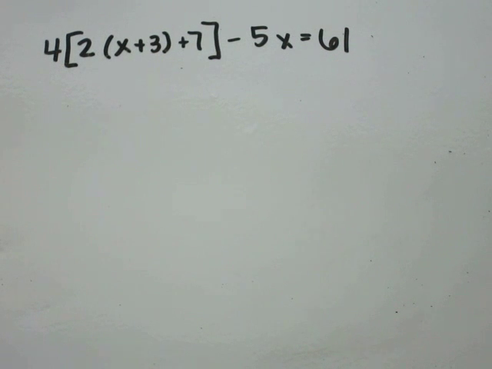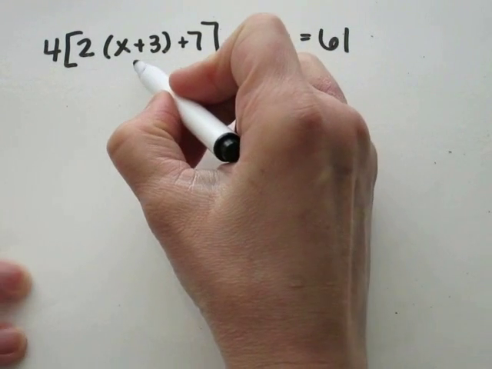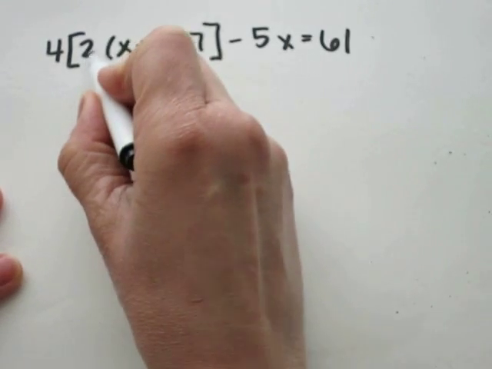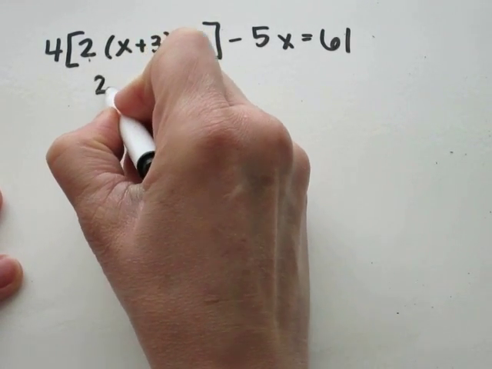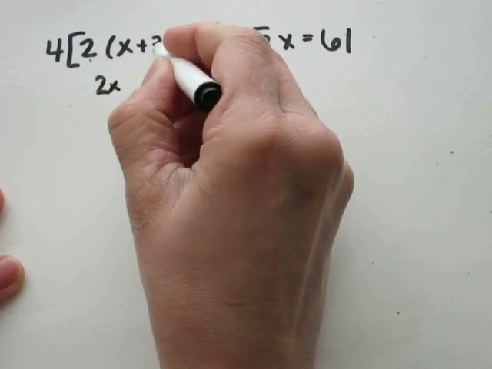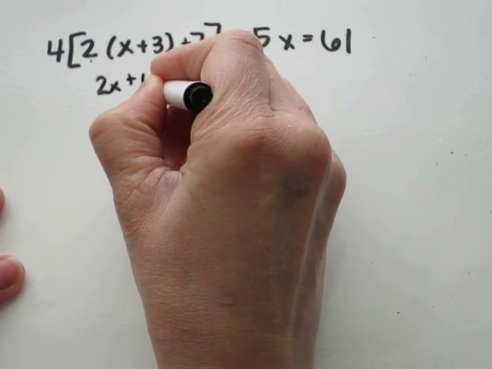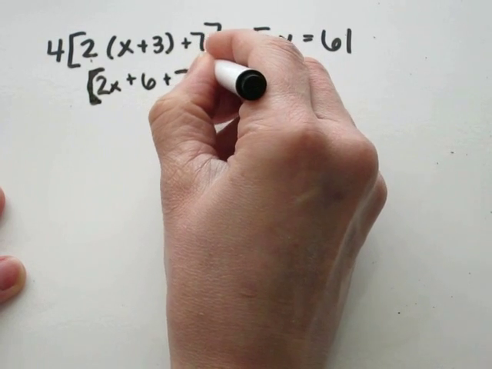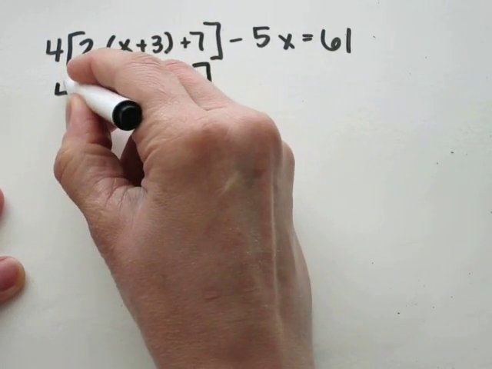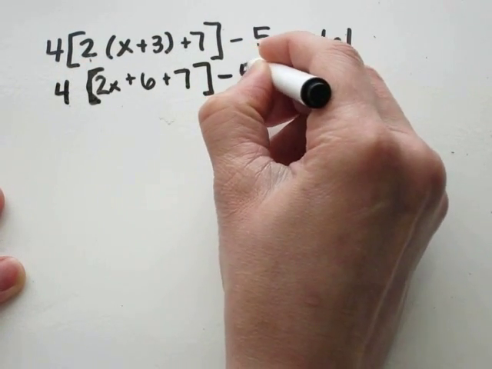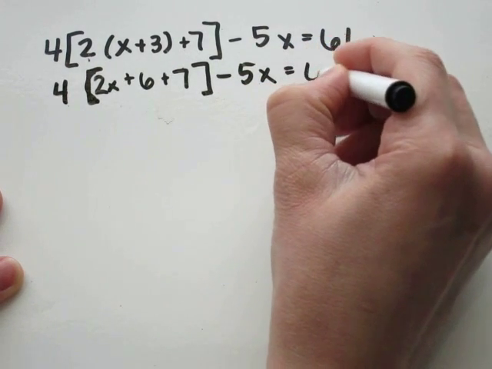Problem 24. 4 times 2 times x plus 3 plus 7 minus 5x equals 61. All we're going to do is keep working from the innermost parentheses out. So 2 times x is 2x. 2 times 3 is 6. Just fill in the rest.